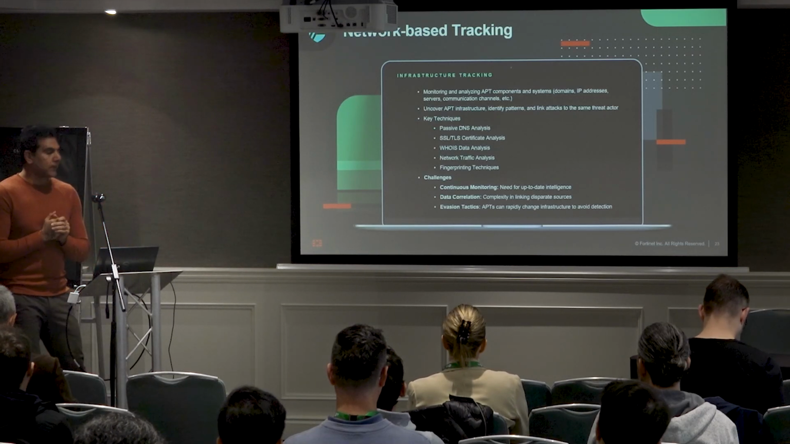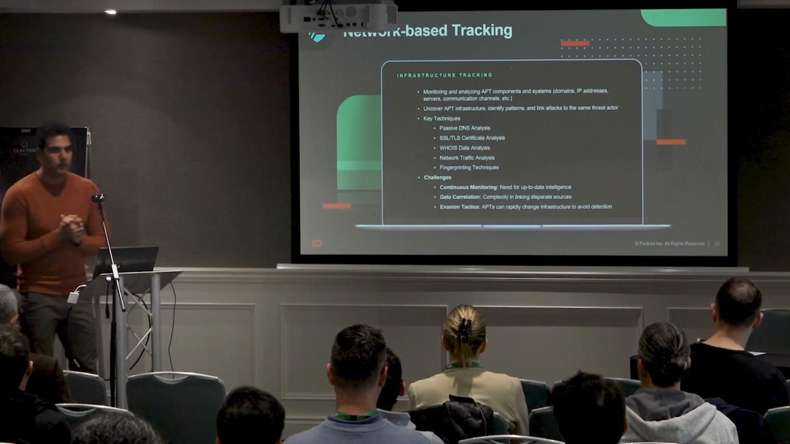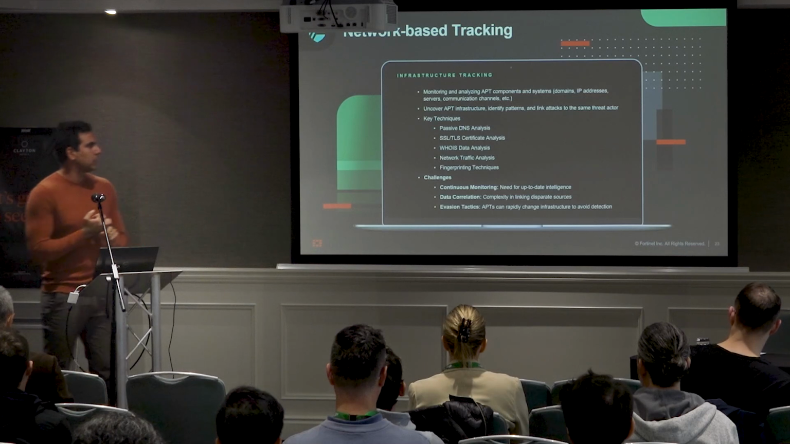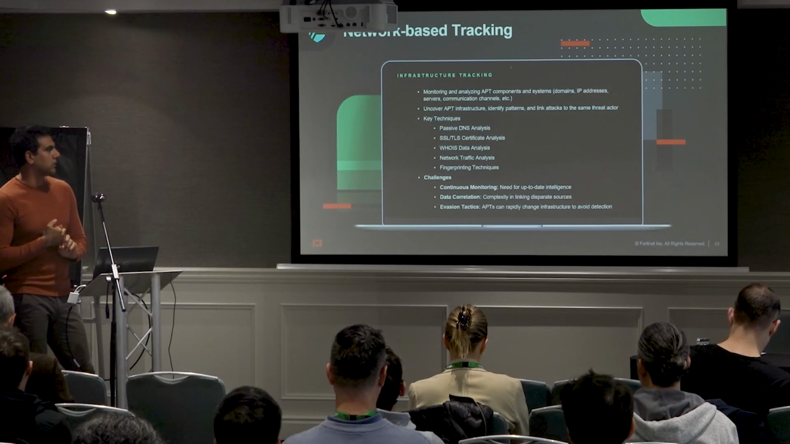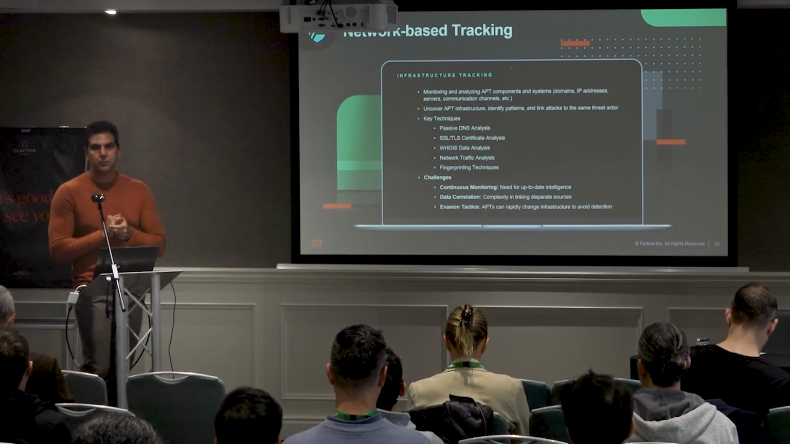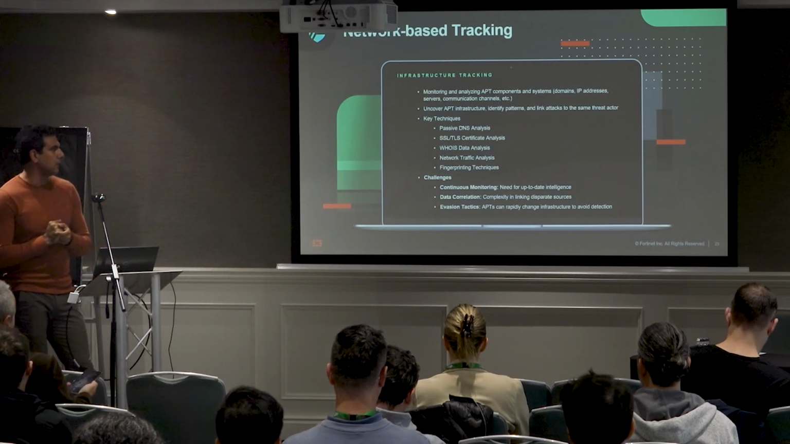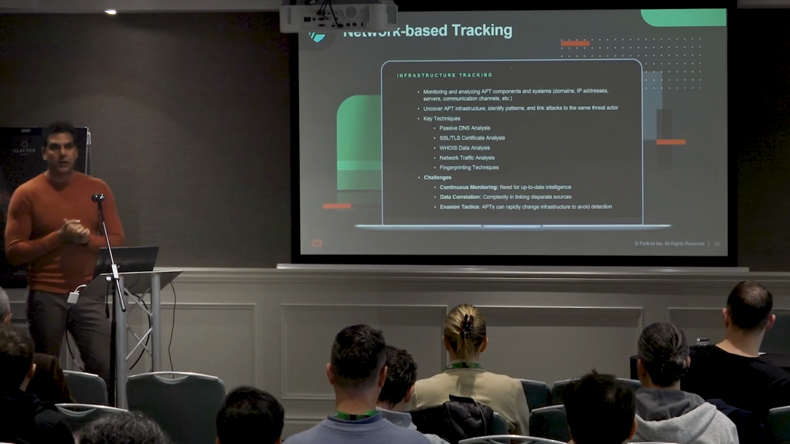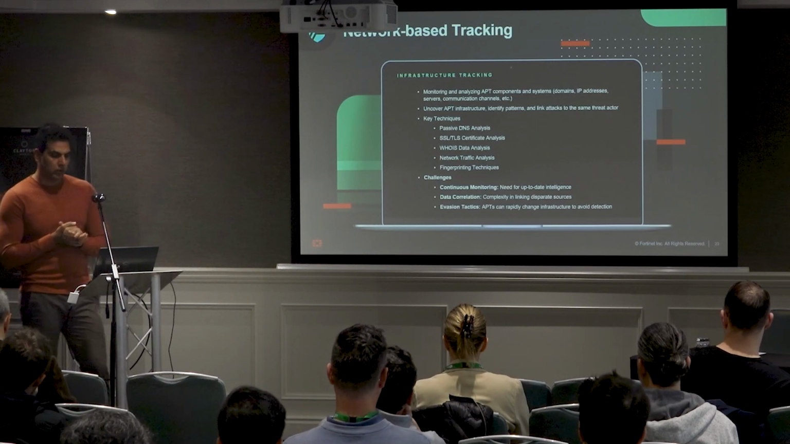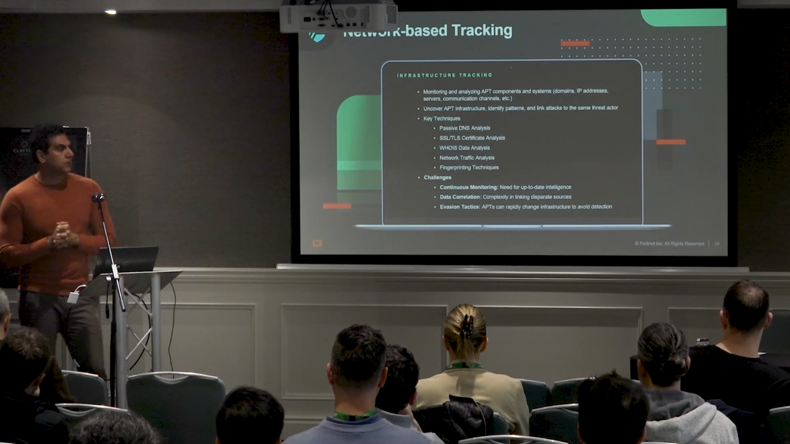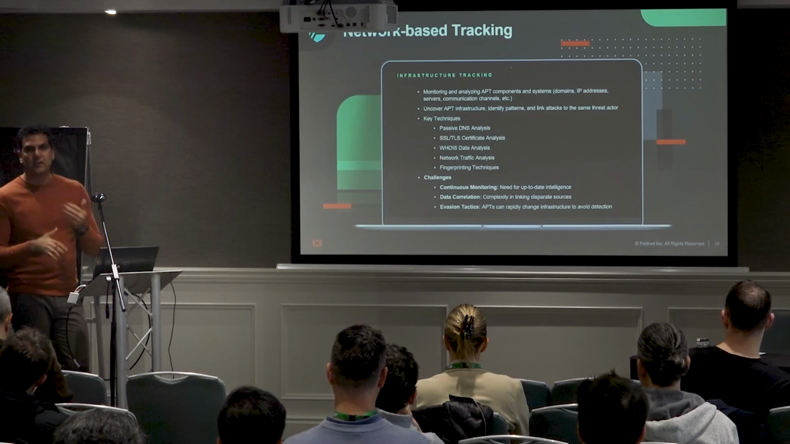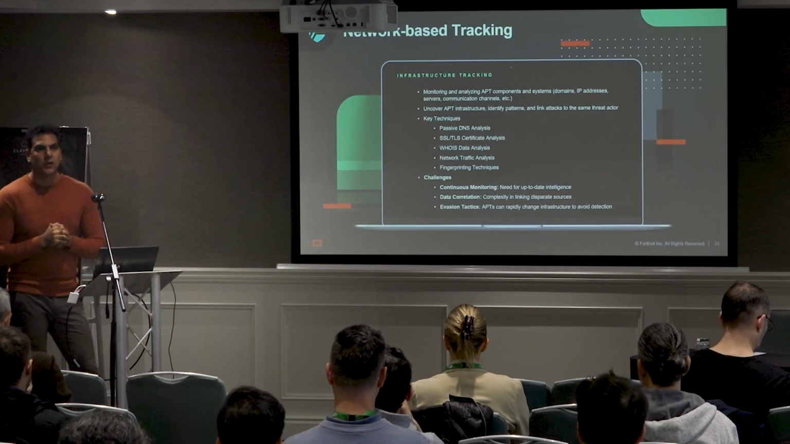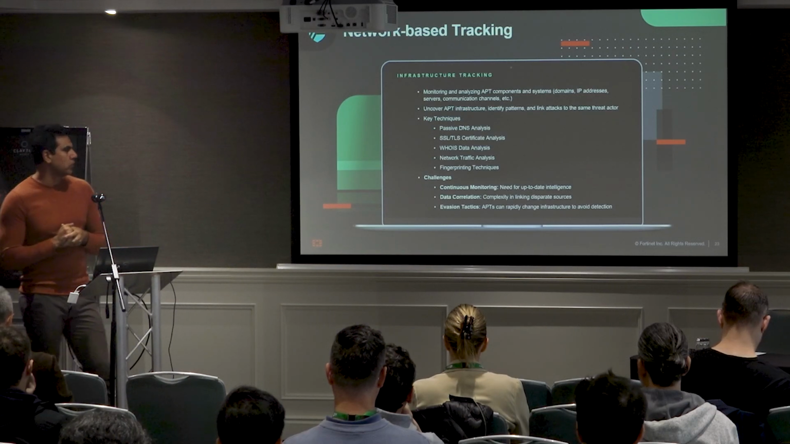Several key techniques are used for infrastructure tracking, such as passive DNS analysis, SSL/TLS certificate analysis, WHOIS data analysis, network traffic analysis, and fingerprinting techniques. I'll cover some of them in the next couple of slides. But tracking infrastructure comes with its challenges too. You need to continuously monitor the network and keep your intelligence updated, because threat actors are changing their infrastructure. So it's important to keep updated with those changes.